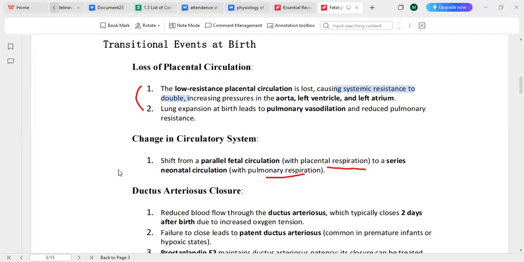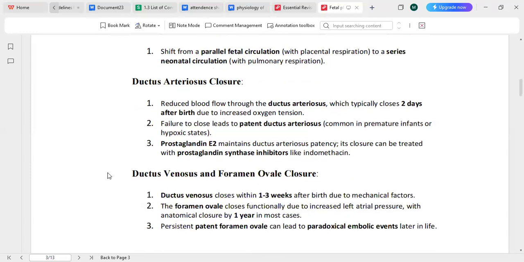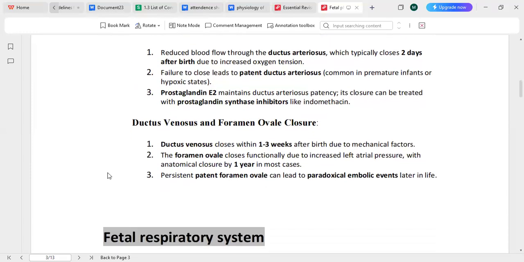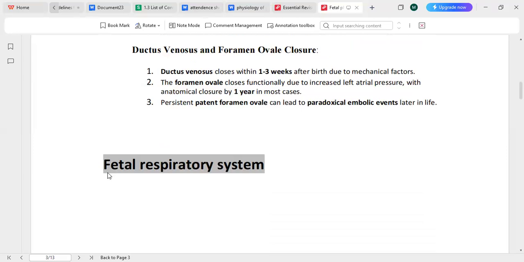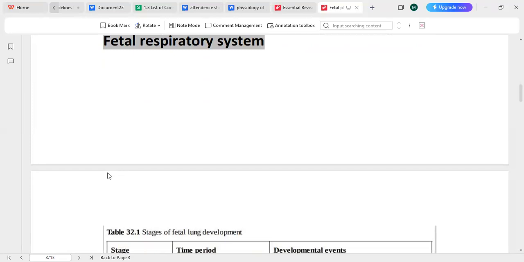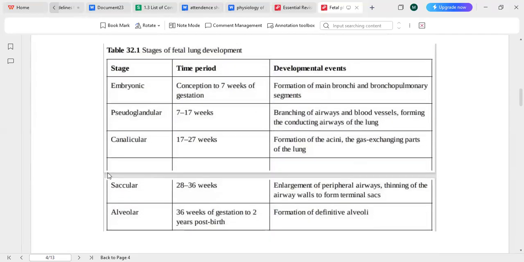And if you have not done this yet, I've told you that the fetal circulation lecture is already shared. The closure of the ductus arteriosus, ductus venosus, and foramen ovale is discussed there. But firstly, you should know their function. So we are skipping this part so that you can complete that topic from the YouTube lecture. And now we're starting the fetal respiratory system.